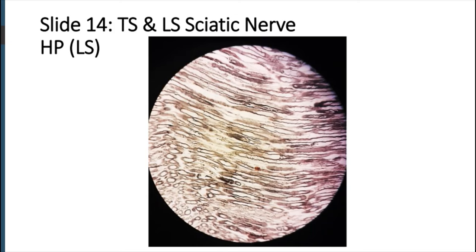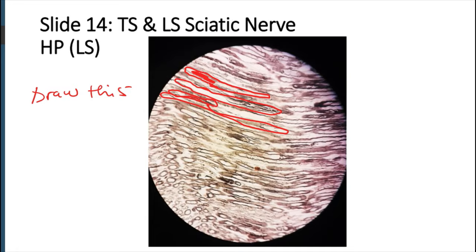The high power here is demonstrating an empty space. This is just the myelin sheath. The axon is supposed to be here, but the silver stain does not demonstrate the axon. So just draw the myelin sheath like this and label that this is the myelin sheath. Always remember that the stain that is used to stain the myelin sheath is a silver stain. So draw this, which is a longitudinal section for the myelin sheath of the sciatic nerve.